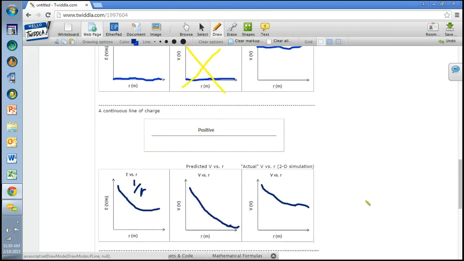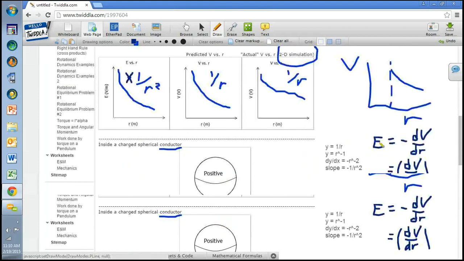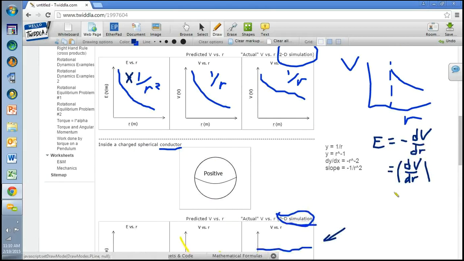Let's see for this one. Well, this one's hard because I don't really know what this relationship is. Is there a way that I can go backwards? If we're saying that E is equal to negative slope, then how could I figure out V? Yeah, anti-differentiation, right? So one possibility is that it would be negative integral of E dr. And the other possibility, that you guys are suggesting, is V would be equal to the absolute value of E dr. I think I'm doing that right. Hopefully you guys are checking my math there.